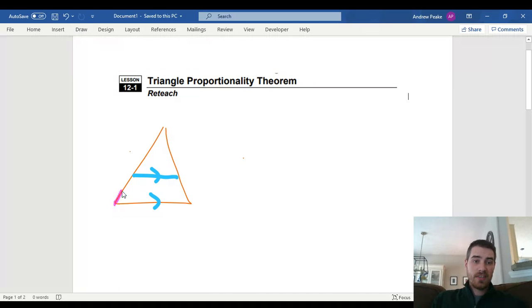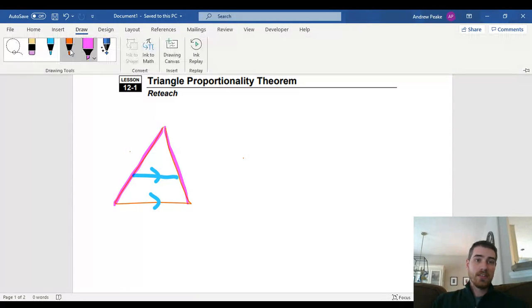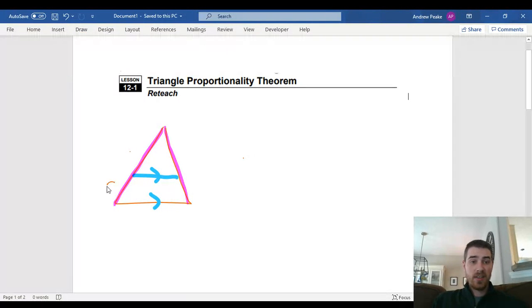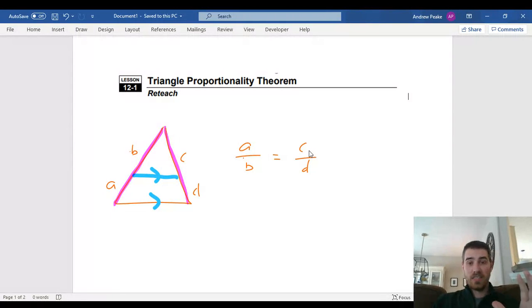It tells us that these two sides are proportional to one another. What that means is if I had different letters to represent each segment of these sides, say A, B, C, and D, and these two sides are proportional to one another, we could set up a ratio such that A over B is equal to C over D. So we set up two ratios, A over B and C over D, and if they're equal to one another, they are proportional.